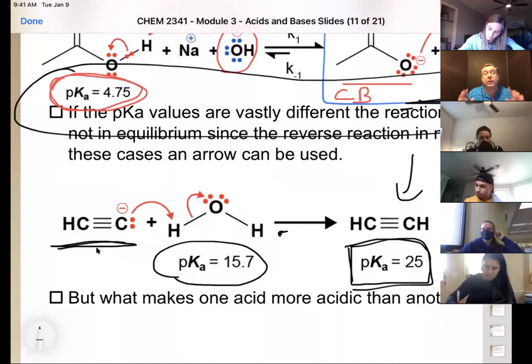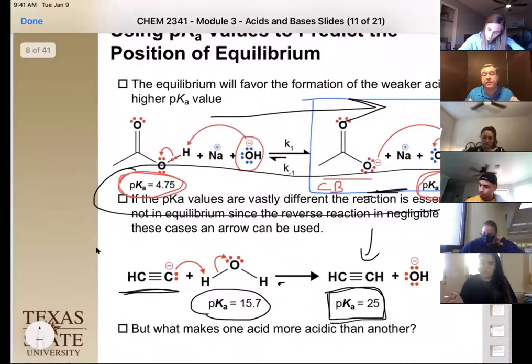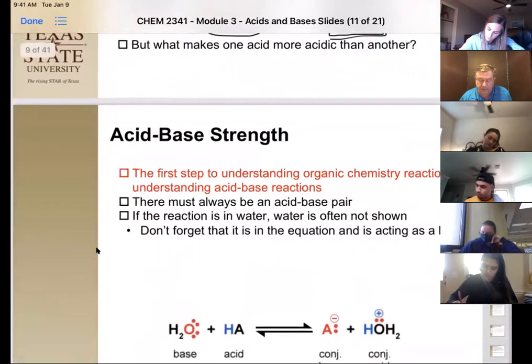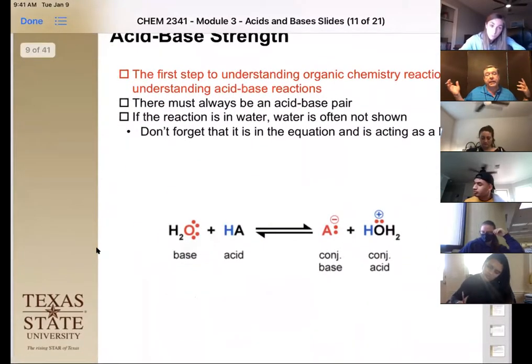Okay, so the driving force in these reactions is to produce the weaker acid and weaker base. Using this Bronsted-Lowry and the pKa's, we can find the acid strength on one side of the equation, the acid strength on the other side of the equation, and compare them to figure out what happened. So let's apply this to organic chemistry.